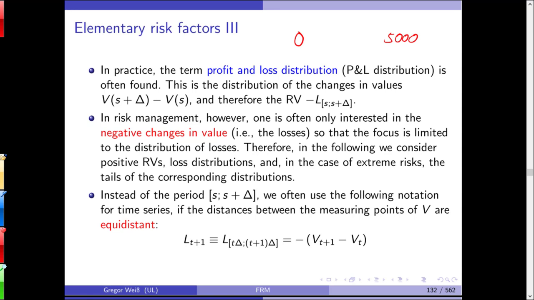Instead of this rather clumsy period S to S plus delta, we can also take equidistant points in time, that is T, T plus 1, T plus 2, T plus 3. It depends on the context what is T and what is T plus 1. It might be the next trading day, it might be the next year, it might be the next quarter. Usually we'll talk about stock prices, so this will be the next trading day. Okay.